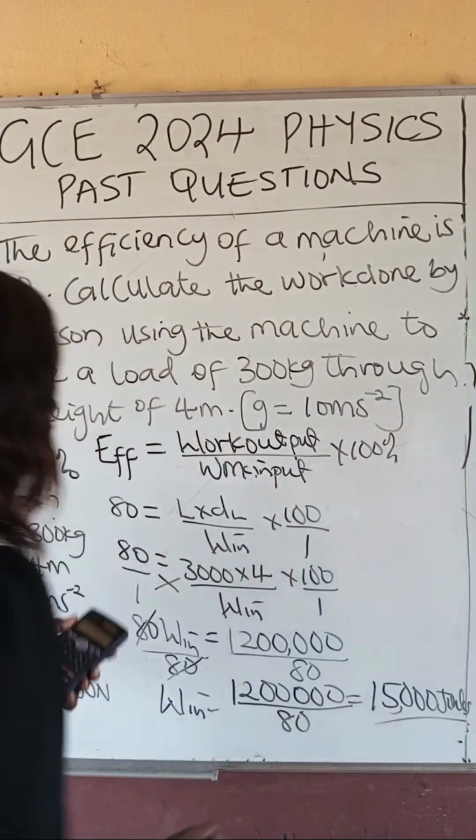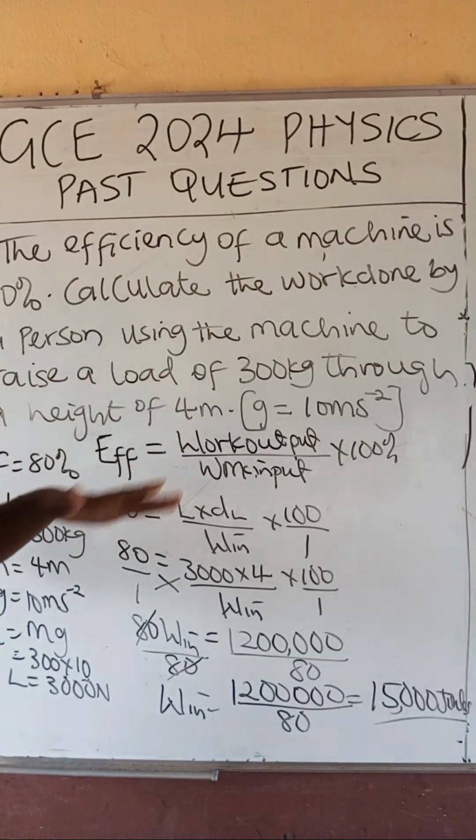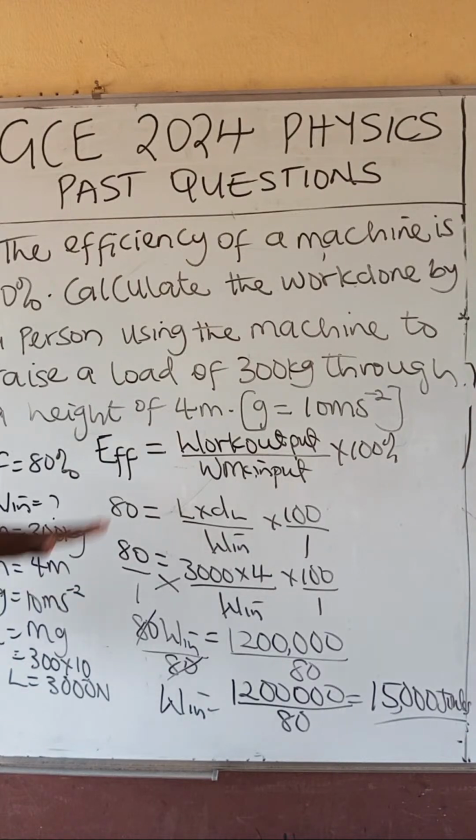Joules. Okay, that's 15,000 joules. Let me do a recap. They're giving the efficiency of a machine to be 80%. They have to calculate the work done by a person using this machine to raise a load of 300 kilograms through a height of 40 meters. Then g is giving us 10 meters per second square.